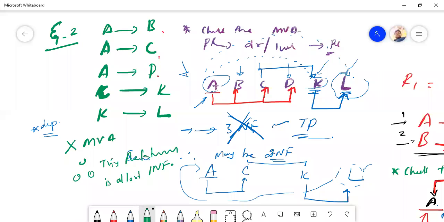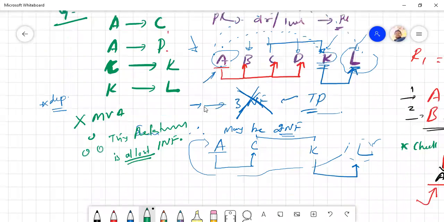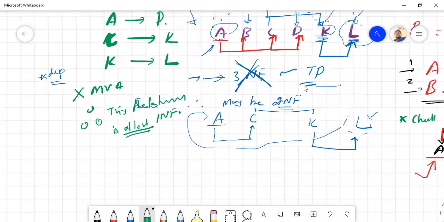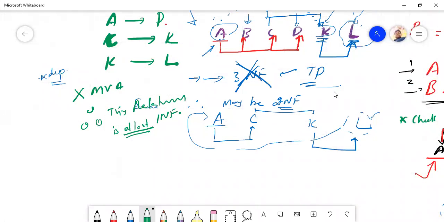At least, we don't know whether this is second normal form or third normal form. Sorry, we don't know about second normal form yet. That is why we use the words at least. So now we have come to the conclusion that our relation is at least in first normal form. Now we need to check for the second normal form.